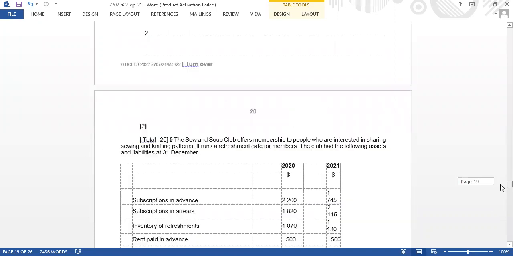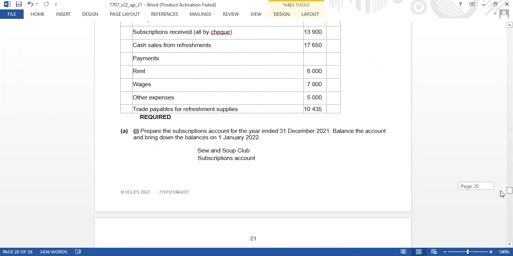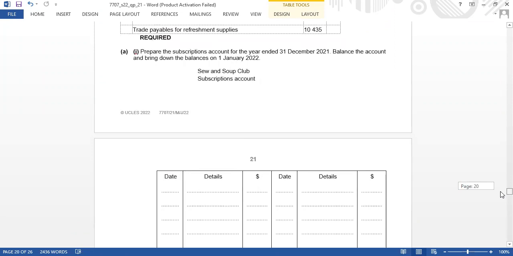Okay. Question 5. This club offers membership to people who are interested in sharing sewing and knitting patterns. It runs a refreshment cafe for members. The club had the following assets and liabilities. Requirement is prepare the subscription account for the year ended 31st December 2021, balance the account and bring down the balances on 1st January 2022.